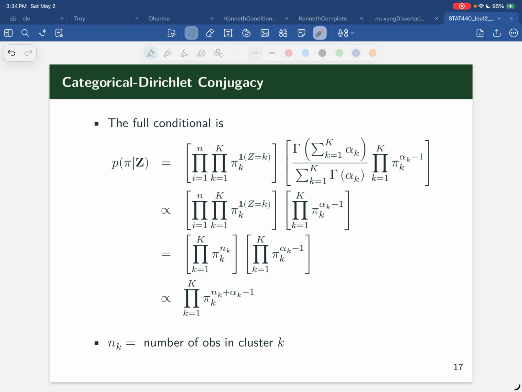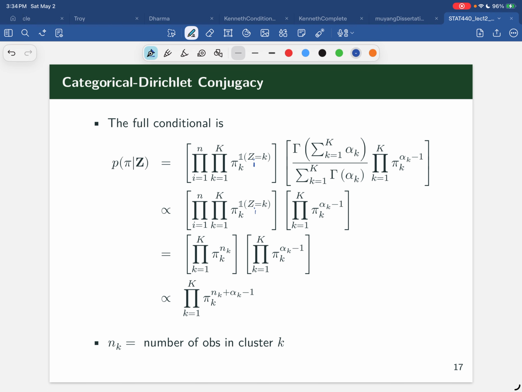And we are missing, in fact, one little thing. This should be a zi. So there's a zi. What category is the ith observation associated with? And this is keeping track of all those.